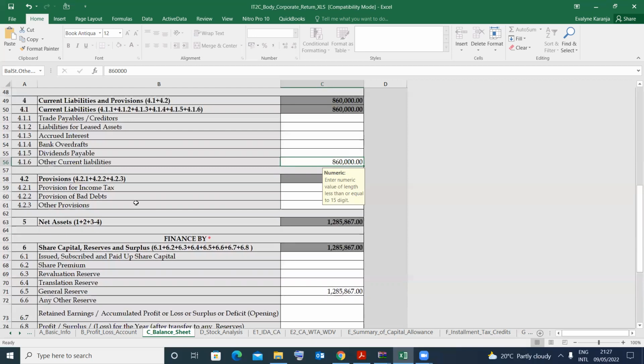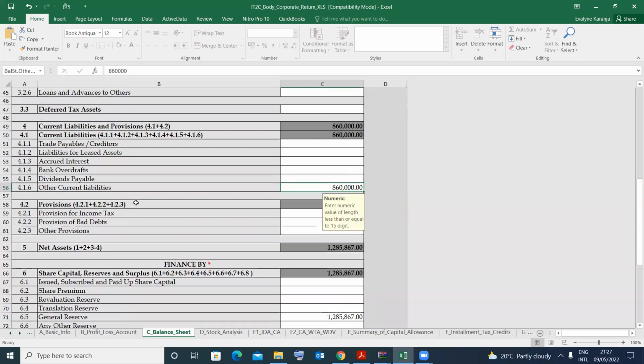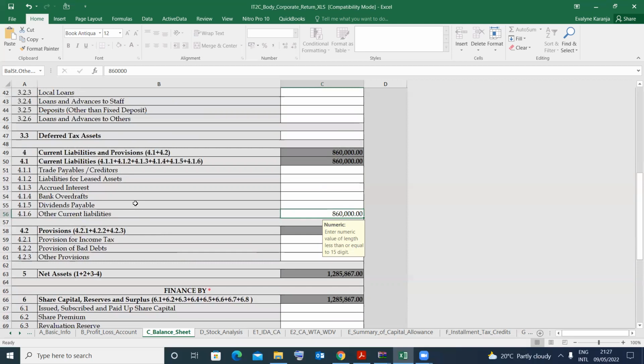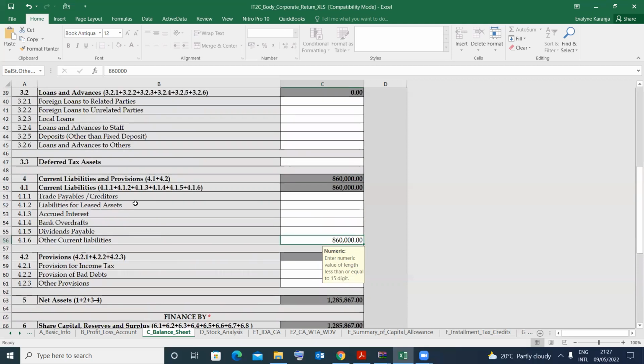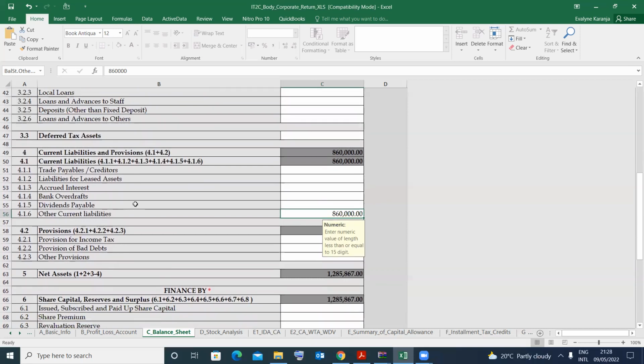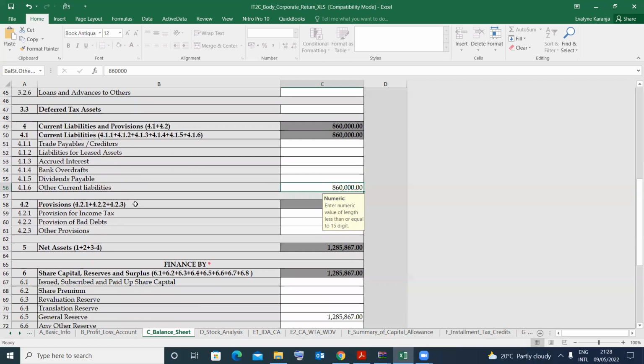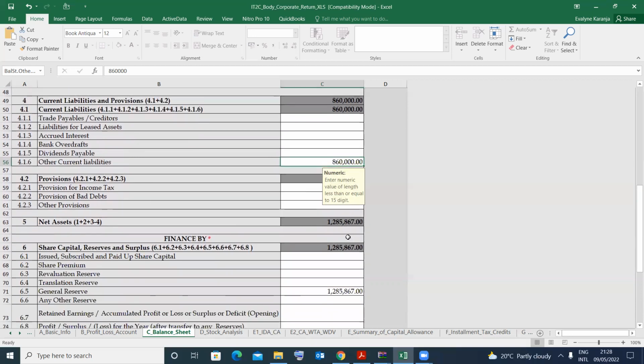You add fixed assets. Yes. Plus current assets. And then you subtract current liabilities. Current liabilities, yes. And they will be equal to the financed by. The financed by is the share capital and the long-term liabilities. Si ni ukweli?